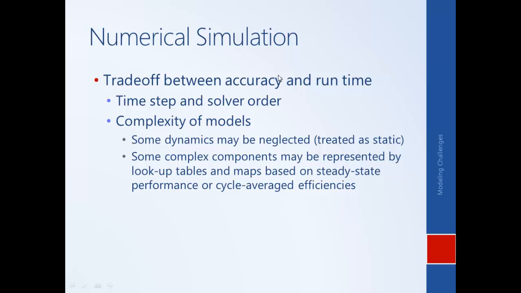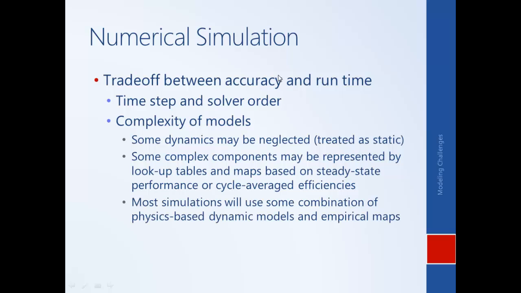You can also use lookup tables instead of differential equation models. And these lookup tables or these maps could be based on steady state performance. So this is something that we discussed when we were looking at the torque speed curve of an electric motor. Or we could use cycle averaged efficiencies, for example, for an IC engine. Instead of modeling the entire combustion process, you just look at the average efficiency over a particular cycle.